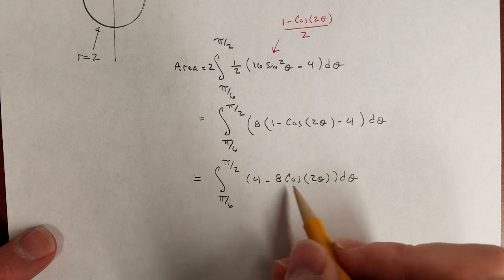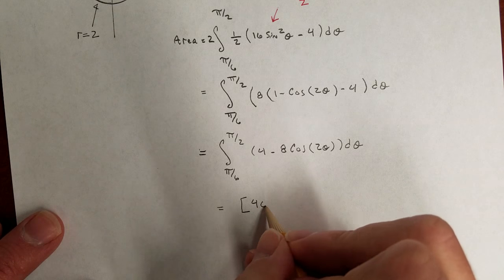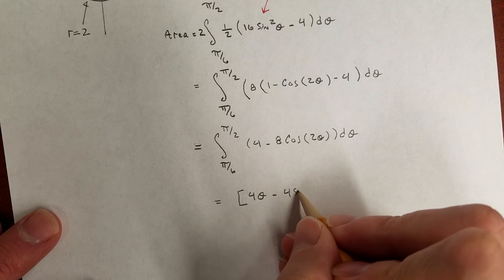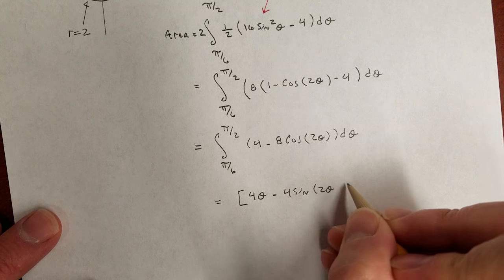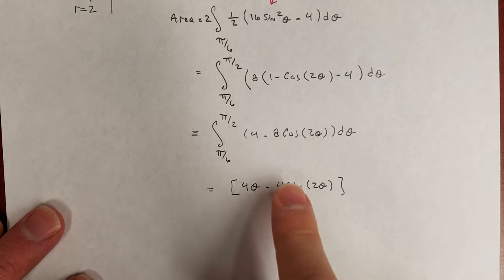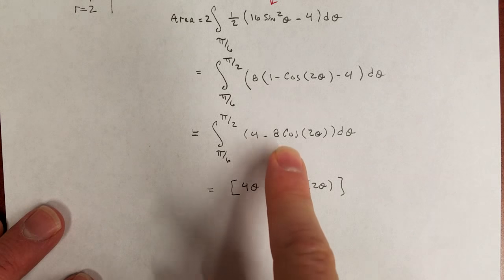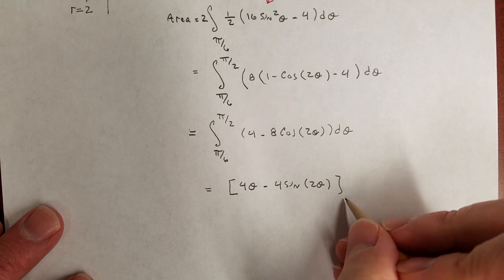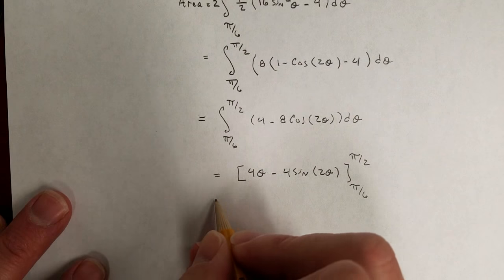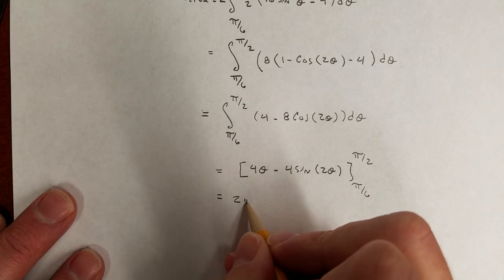Alright, now, I guess I'm happy with that. I don't need to do anything else to it in order to get the antiderivative. So 4 theta minus 4 sine 2 theta. That'll do it, right? So derivative of 4 theta is 4. Derivative of sine 2 theta is 2 cosine 2 theta. Times 4 gives me 8. I want to do pi over 6 to pi over 2. Okay, so from here, pi over 2 times 4, 2 pi.